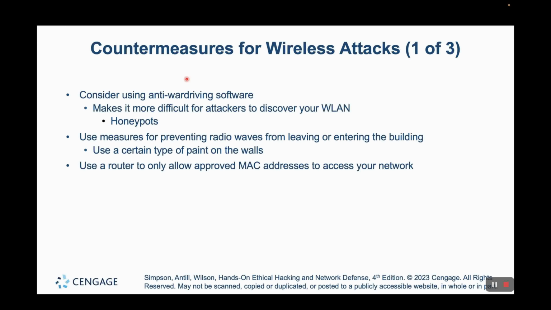Now, what are the countermeasures for wireless attacks? Consider using anti-wardriving software. It makes it difficult for attackers. You could use measures for preventing radio waves from leaving or entering the building, like use certain paint on the walls to prevent radio waves from escaping, you know. And also, you could allow only the approved MAC addresses to access your network, which I find it works, but it is a difficult task to do, especially if you have a lot of wireless networks at home or, of course, at the corporate level.